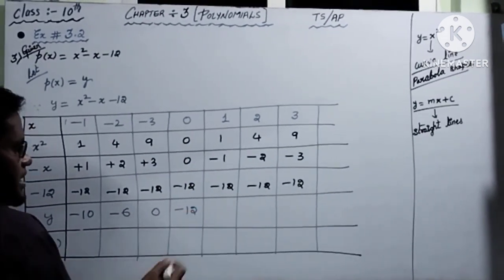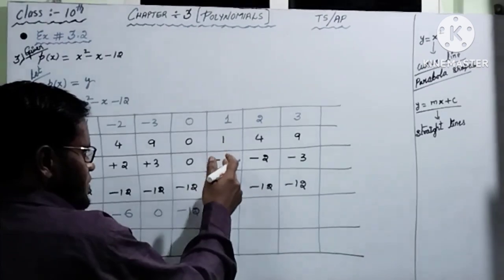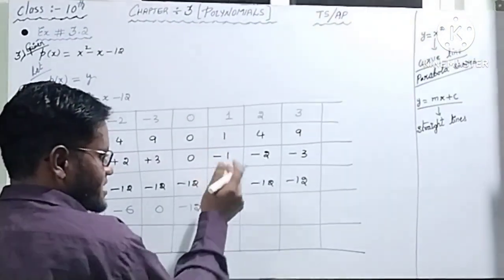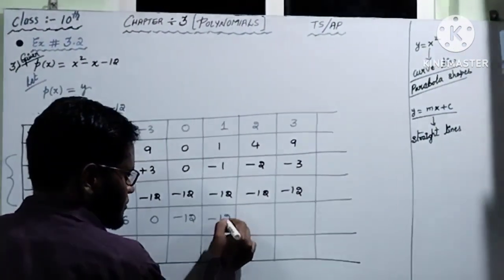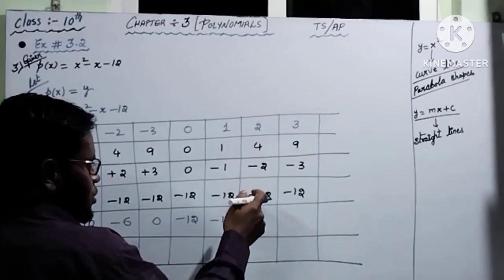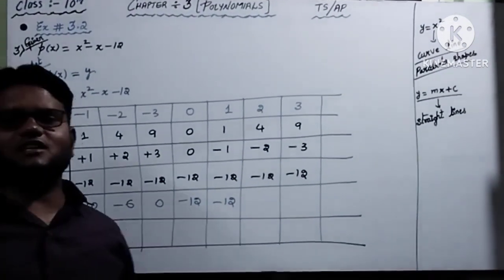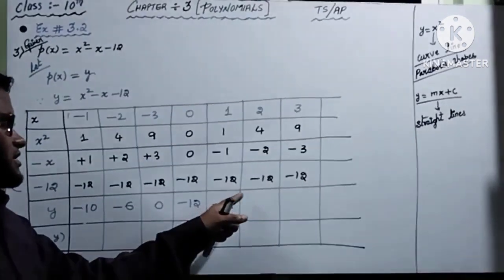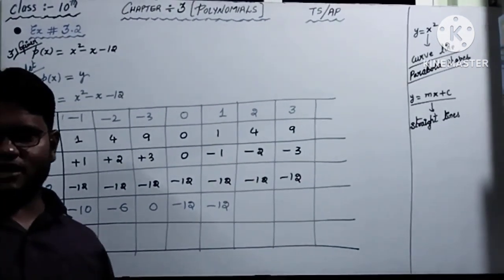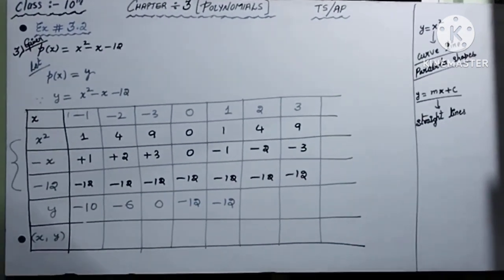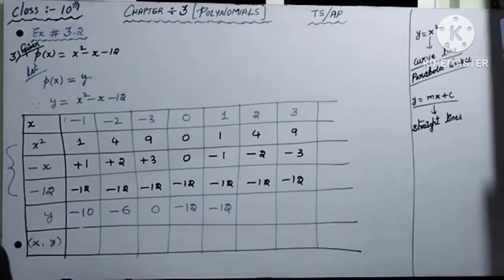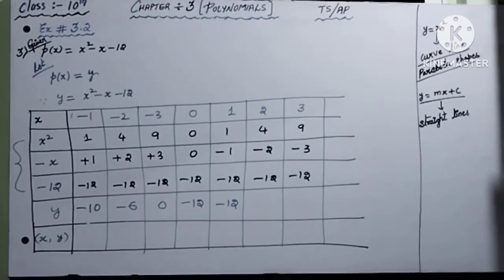Minus 12. Then 1, this is plus 1 and this is minus 1. Plus 1 minus 1 cancel. Remaining, minus 12. Then next, both are negative integers. Add these negative integers and keep the sign minus only. So minus 12 minus 2 how much? Minus 14.